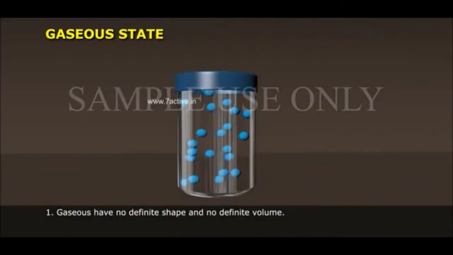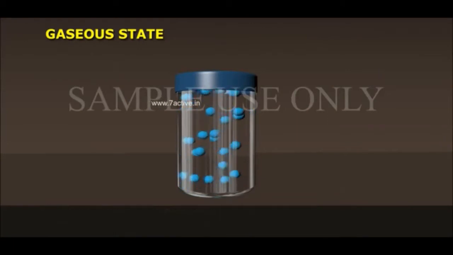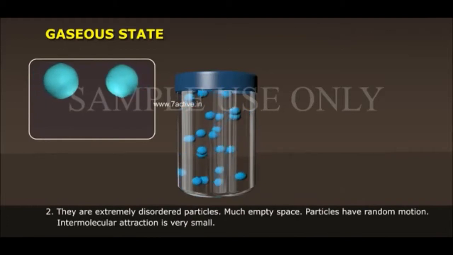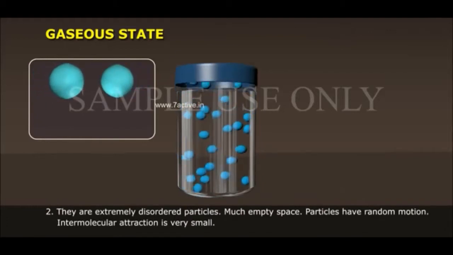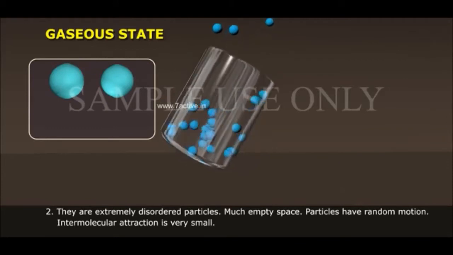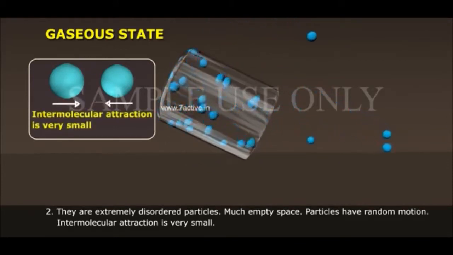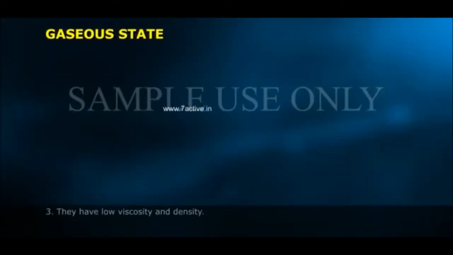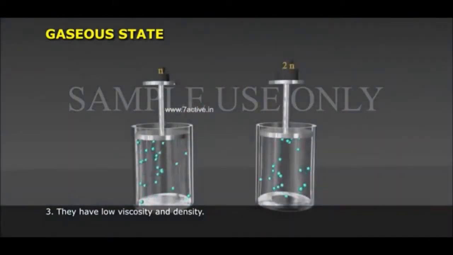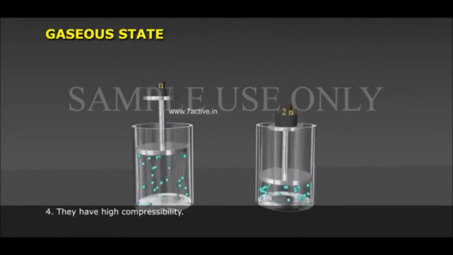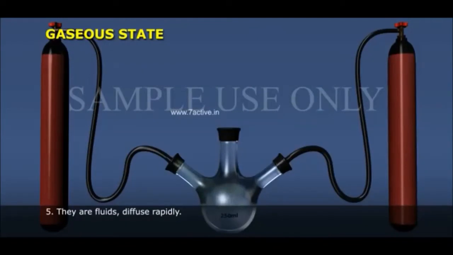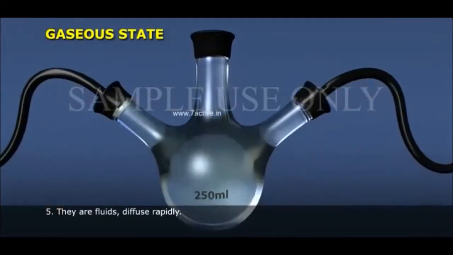Gaseous state. 1. Gases have no definite shape and no definite volume. 2. They are extremely disordered particles. Much empty space. Particles have random motion. Intermolecular attraction is very small. 3. They have low viscosity and density. 4. They have high compressibility. 5. They are fluids that diffuse rapidly.